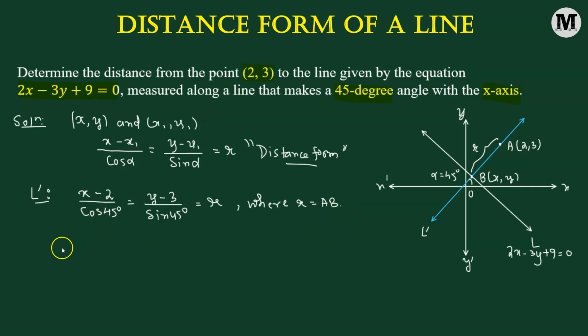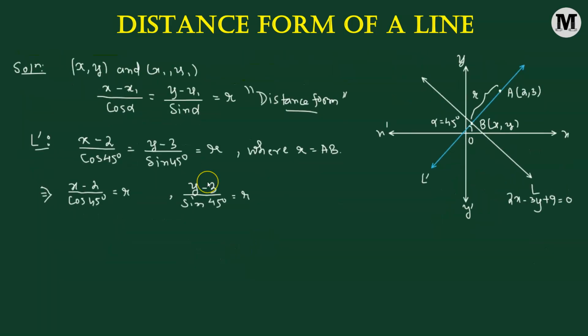Now let's rewrite the equation. Now what we can do, we can either take x minus 2 divided by cosine of 45 degrees equals r, or we can take y minus 3 divided by sine 45 degrees, and that's also equal to r. Now from the first equation, for instance, we can isolate x. So x is going to be equal to 2 added to r times cosine of 45 degrees. Now we know cosine 45 degrees is 1 over square root of 2. So we get 2 plus r over square root of 2. So this is going to be x.